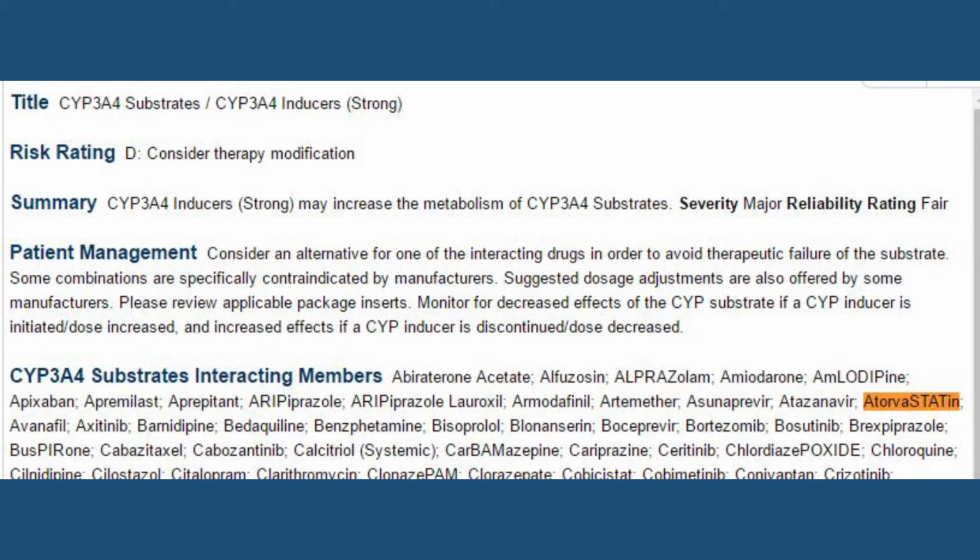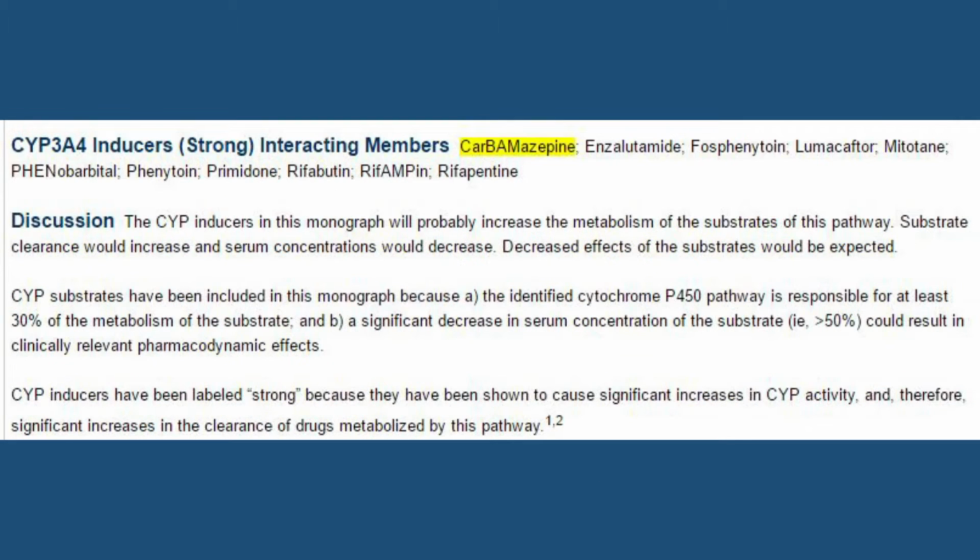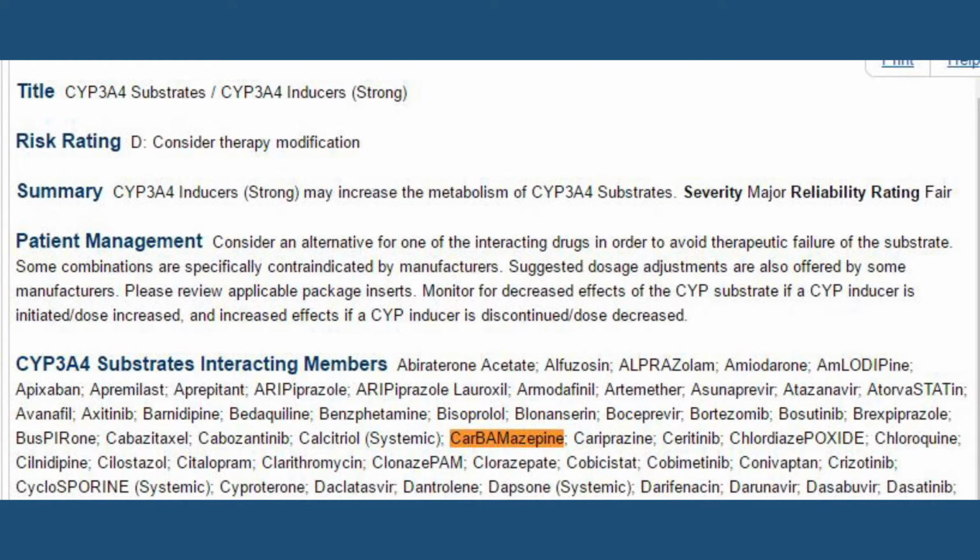The interaction between carbamazepine and atorvastatin is due to atorvastatin being metabolized by the CYP3A4 enzyme. Carbamazepine is an inducer of CYP3A4, which would mean that atorvastatin would be metabolized more quickly and serum concentrations would be lower. Interestingly, we can see on this list that carbamazepine is also a substrate of 3A4. It's both a substrate of 3A4 and an inducer of 3A4.